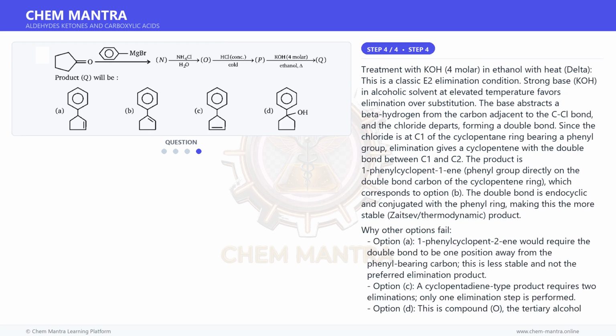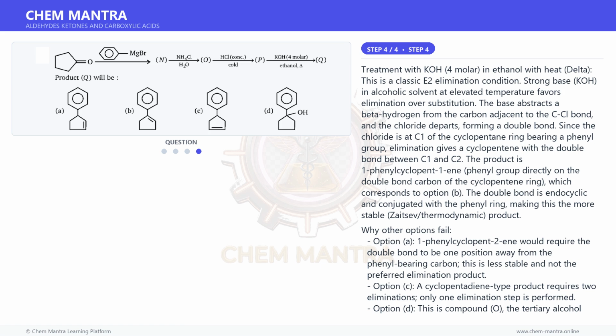And for the final step, treatment with KOH, 4 molar, in ethanol with heat, delta. This is a classic E2 elimination condition. Strong base, KOH, in alcoholic solvent at elevated temperature favors elimination over substitution.